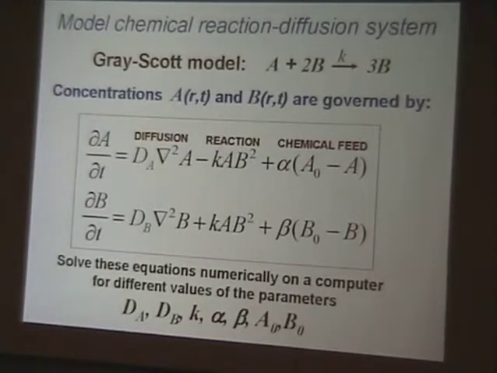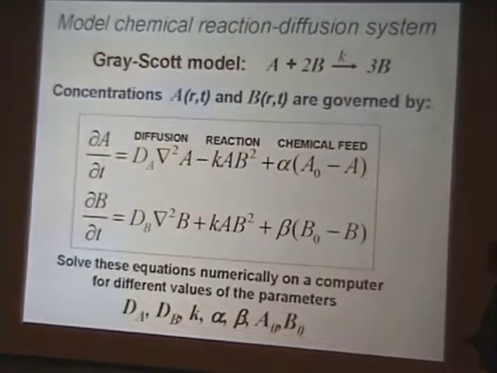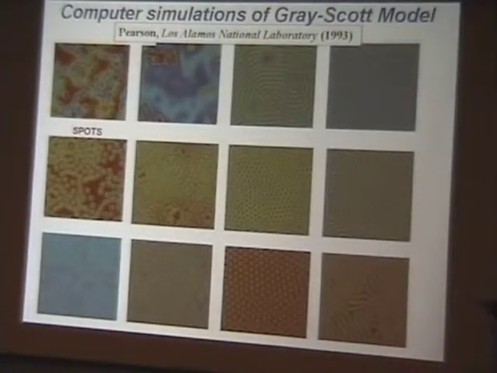And that was done for this particular system by scientists at Los Alamos National Laboratory, John Pearson, and he found for different values of those parameters, so just taking different values of these parameters, these different patterns. And some of these are like those I've discussed. You have stripe patterns or spot patterns, which are time independent. They're just stationary. Here's another spot pattern.